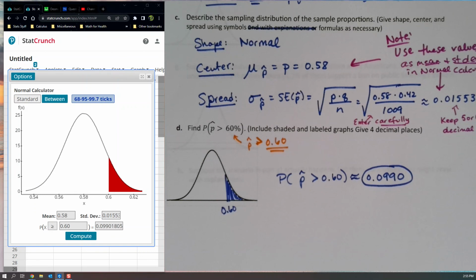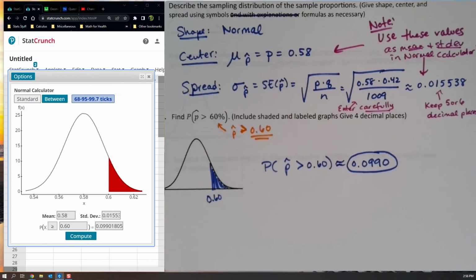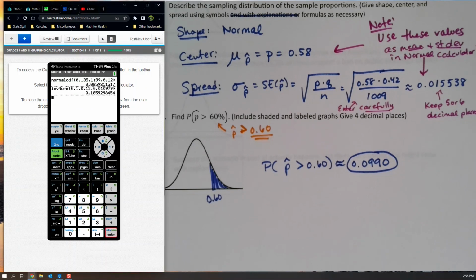All right, I'm going to show how to do that last bit in a calculator, a TI calculator. So if you're not working on a TI calculator, you can just skip ahead. It occurs to me I never actually showed how to do the square root thing for the spread in the calculator, so let me show that real quick. So you take the square root first, and you do 0.58 times 0.42. And just like with Desmos, you don't want to arrow your way out. You want that division by 1009 to be in underneath that square root. And then you press enter. So there you have it.